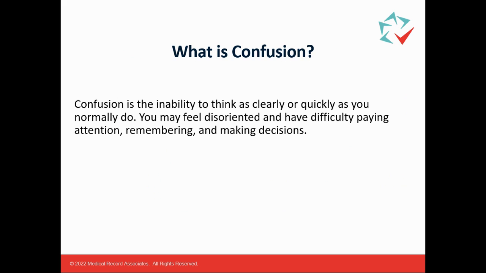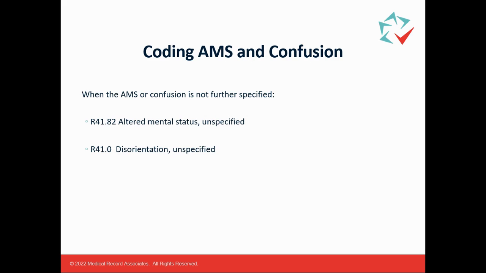So what is confusion? Confusion is the inability to think as clearly or quickly as you normally do. You may feel disoriented and have difficulty paying attention, remembering, and making decisions. So how do you code altered mental status or confusion? For altered mental status, you will use R41.82, altered mental status unspecified. And for confusion, you will code R41.0, disorientation unspecified, which is the same code you use for delirium unspecified.